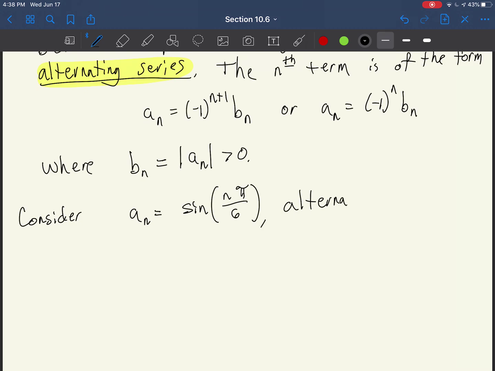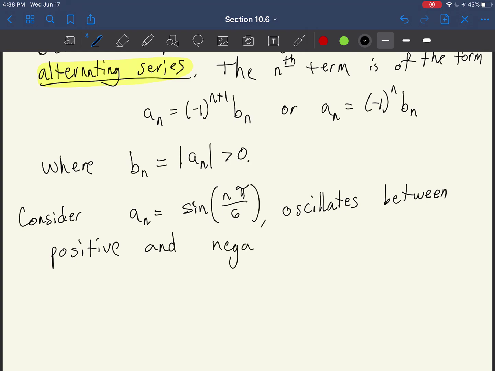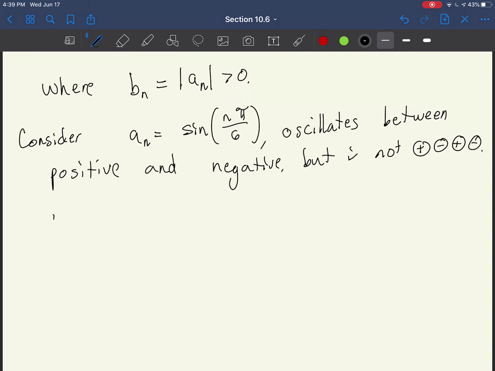This sequence alternates, no it doesn't, that's what I'm trying to say, it does not alternate. This oscillates between positive and negative but is not positive, then negative, then positive, then negative.